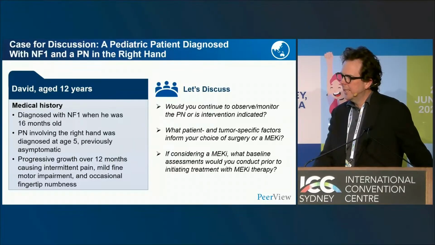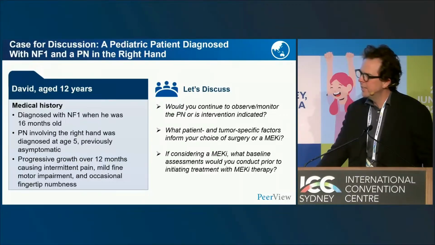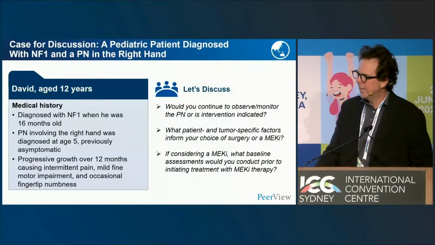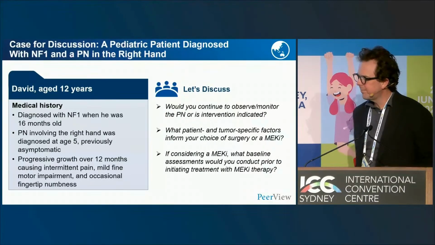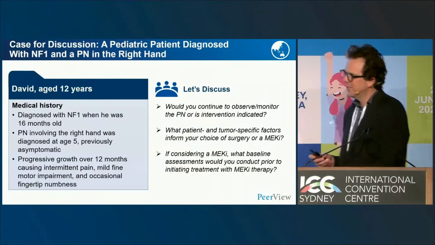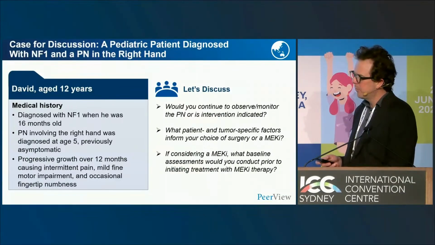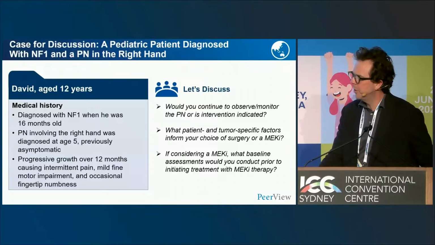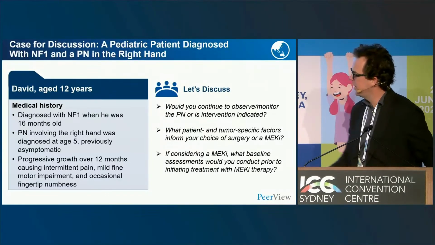They've seen you in clinic and they've reported progressive growth over 12 months, causing intermittent pain, fine motor impairment and occasional fingertip numbness. So first question, Dr. Metrock, in your experience, would you consider to observe or monitor, or is it time to think about intervention here?